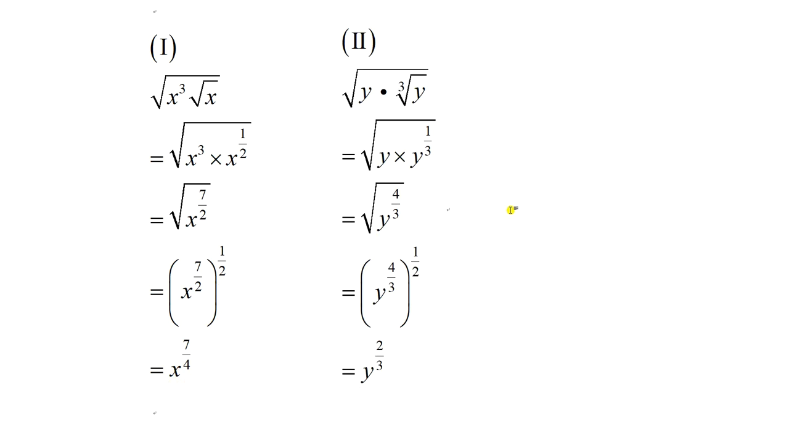And part 2, again, you start simplifying something inside here. So cube root of y, that is y to the power 1 over 3. Multiply this y, that becomes y to the power 4 over 3. But you need to consider this square root sign again. So y to the power 4 over 3, and then bracket to the power 1 over 2 again. So you get the final answer y to the power 2 over 3.